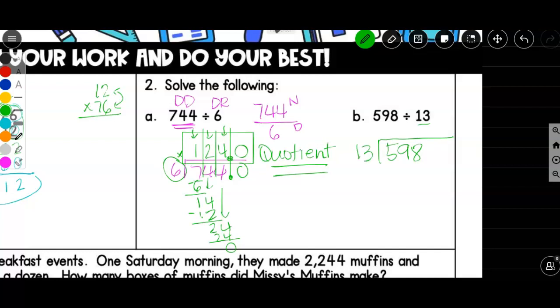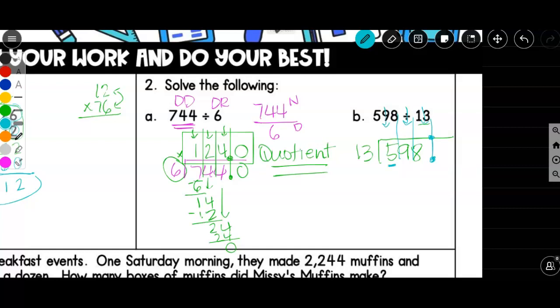Okay, so I'm going to go ahead and mark my place value lanes. They still exist even when we're multiplying or dividing by 2-digit numbers. They still have place value in our quotients, okay? There needs to be a value above each place value position in our dividend, okay? So let's go ahead and start off.